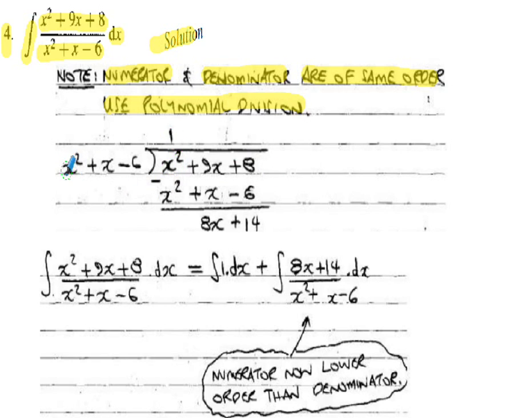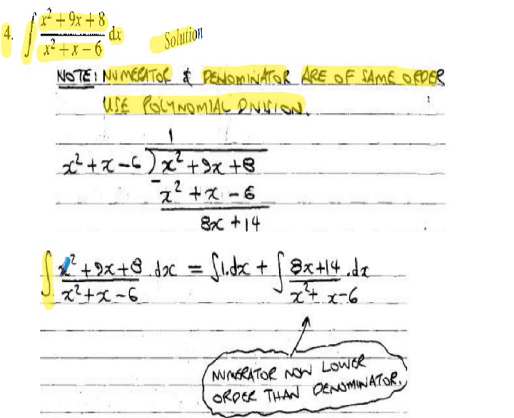So essentially multiplying this equation now by the 1, we write that equation down underneath the numerator. And in this case we now subtract the equation. So x squared minus x squared is 0, 9x minus x is 8x, and 8 minus the negative 6 is plus 14. This 8x plus 14 is termed the remainder.